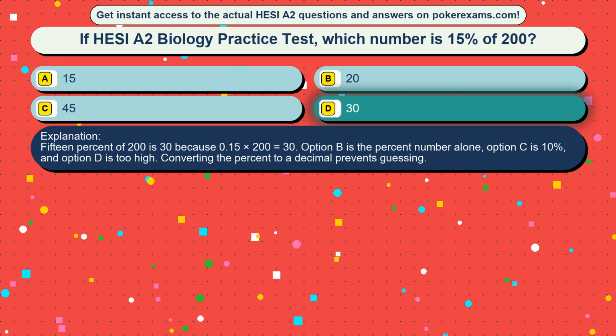15% of 200 is 30 because 0.15 times 200 equals 30. Option A is the percent number alone, option C is 15% of 300, and option B is too low. Converting the percent to a decimal prevents guessing.